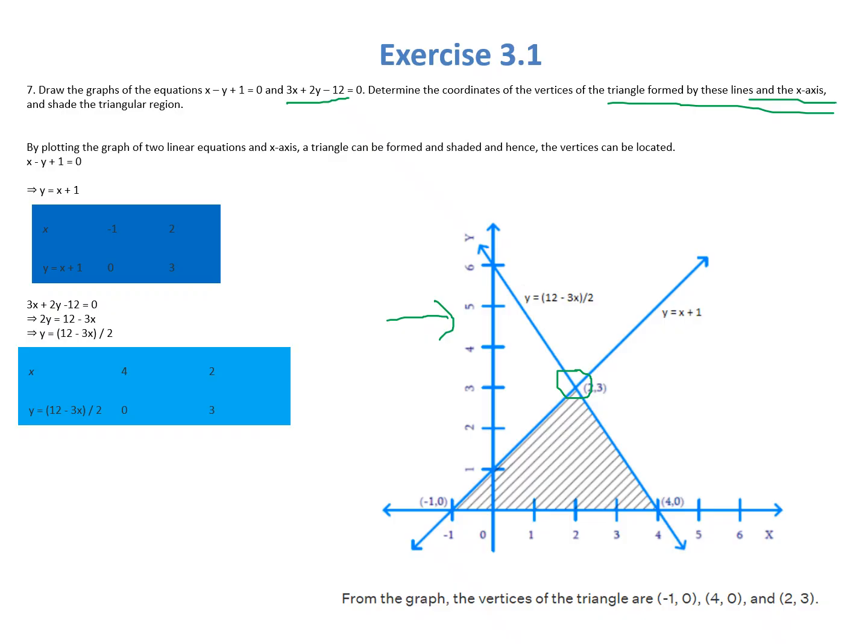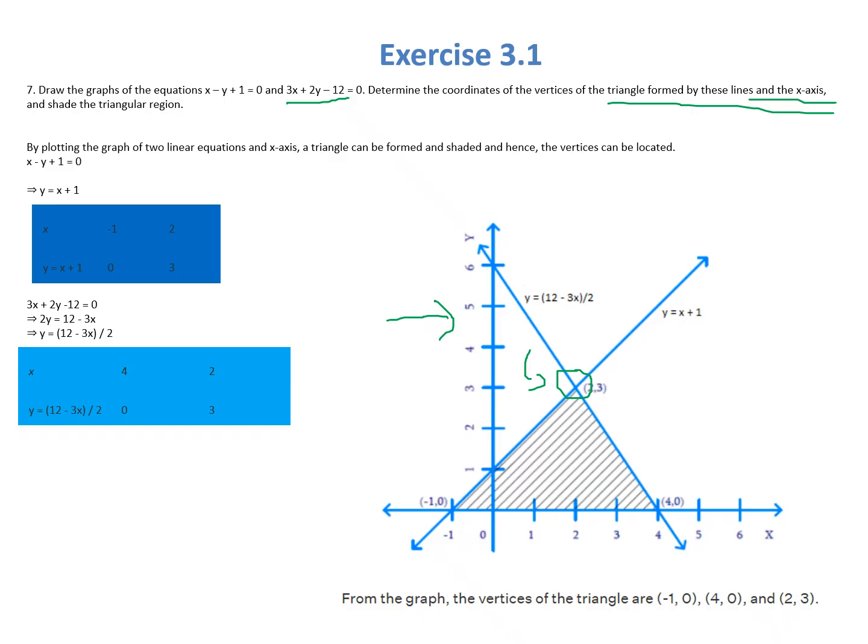We again solve these equations by putting some values for x and y and getting the corresponding values of y and x. When we plot this graph, we get the intersection point. We extend that point to the x-axis, and once we have the points, we shade the triangular region. If the question mentions shading the triangle formed with the x-axis and y-axis, then we shade that region. But in this case, we shade the region formed by the lines and the x-axis.